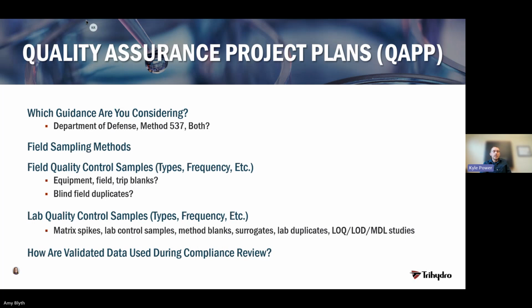And once this data is validated, how is it going to be used for compliance review? Or based off of your data validation, if you have qualified data, how does that qualified data affect any decisions? If you have rejected data, hopefully you shouldn't be using rejected data, but all of those things should be established in that project plan. So this, I think, is a very good document that every site should have, or at least consider.